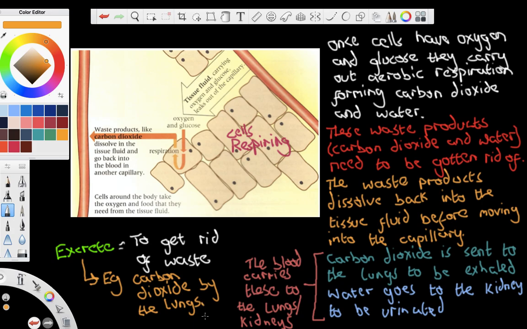So once cells have oxygen and glucose, they carry out aerobic respiration. When they do this, they make waste products, carbon dioxide and water, that they need to get rid of. The waste products dissolve back into the tissue fluid that's surrounding each cell, which then moves into the blood. The blood then carries the carbon dioxide to the lungs, where you breathe it out, and it carries the water to the kidneys, where you urinate it out. To get rid of these waste products, we say that they are excreted.